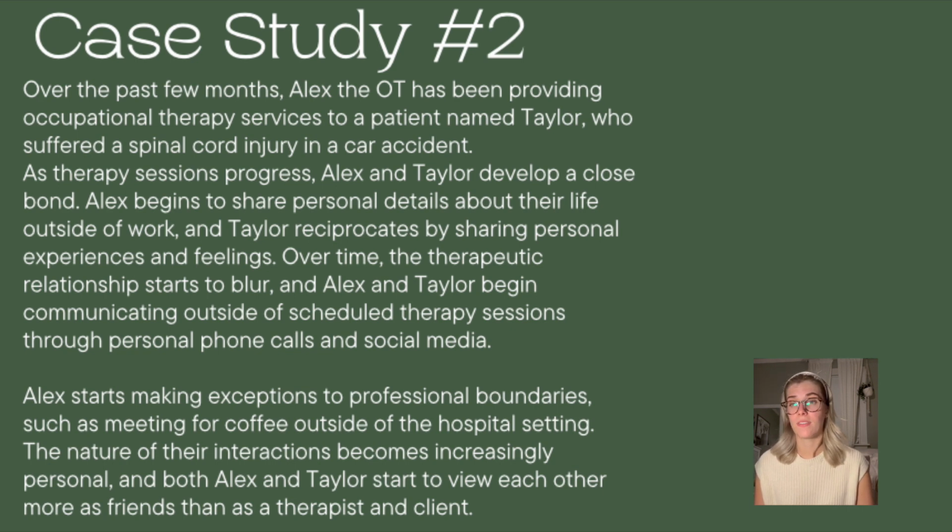The next we have is exploitation of the therapeutic relationship. So the development of a personal relationship between therapist and, in this case, Taylor, may exploit the vulnerability of the client. So it is, in a way, kind of a power dynamic that is very inappropriate and not professional at all. And then I kind of touched on it already, but of course, conflict of interest. So the personal relationship between Alex and Taylor creates a conflict of interest, and their interactions outside of therapy can impact the effectiveness of these therapy services.